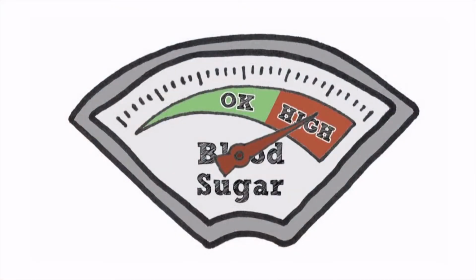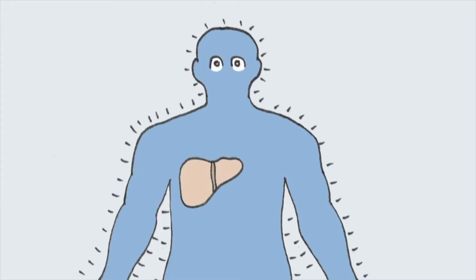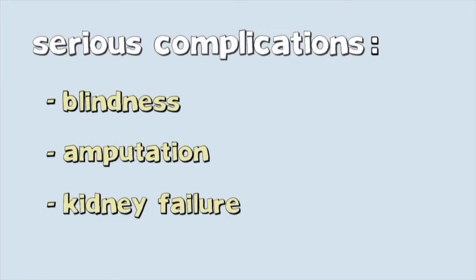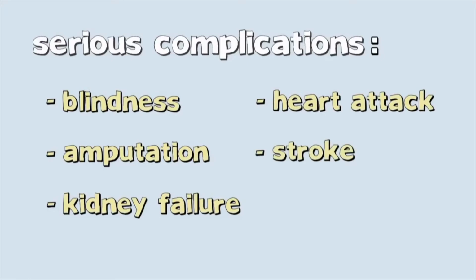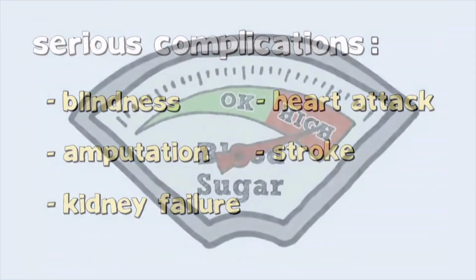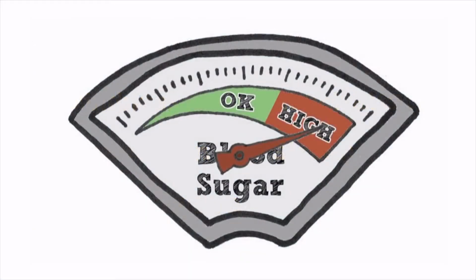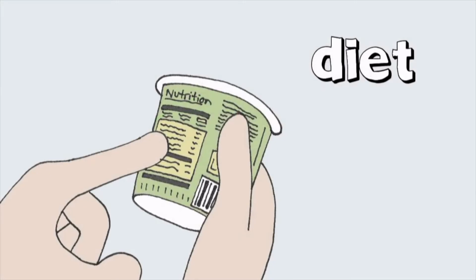Most importantly, over time, exposure to high blood sugar levels can cause damage to vital organs connected to the bloodstream, such as your eyes, kidneys, nerves, and heart. If not controlled properly, diabetes can lead to serious complications, such as blindness, amputation, kidney failure, heart attack, and stroke. In order to avoid these complications, people with diabetes must take steps to keep their blood sugar levels in a normal range. One way to do this is through diet.